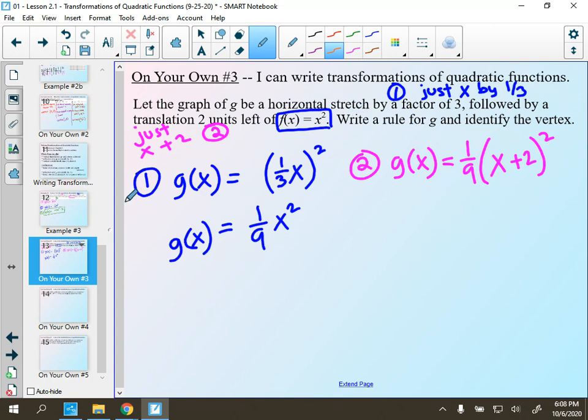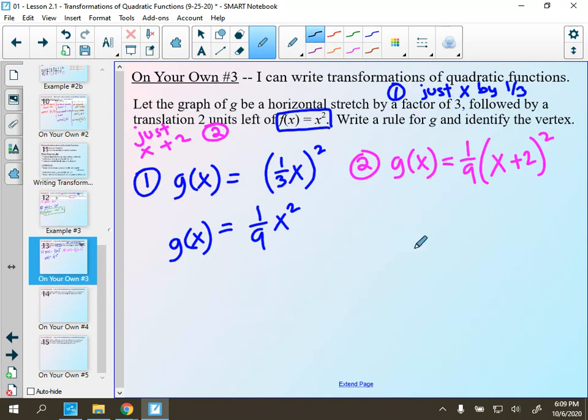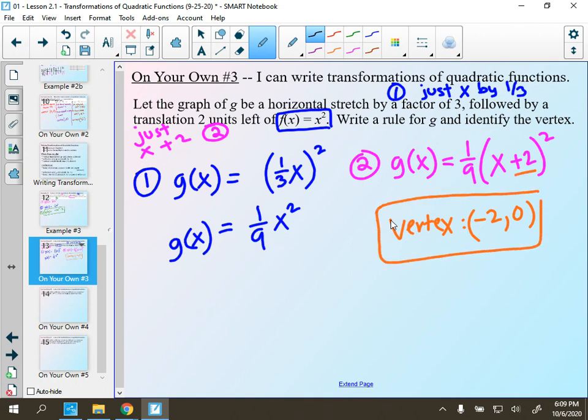I'm able to look at it. I don't know if we did this for the last one. Maybe I forgot that part. It said write a rule for g and identify the vertex. So I'm retroactively going, well, let's finish up the one we're on and we'll go back and fix that one. What's my vertex here? We've done it like 4 or 5 times today already. Maybe actually a lot more than that. -2, 0. How do I know that? I'm looking at this and saying it's the opposite of that number, and then there's a +0 here that we're not seeing. That's where that y coordinate's coming from.